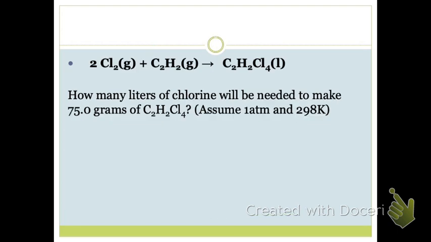It says how many liters of chlorine will be needed to make 75 grams of C2H2Cl4. Assume 1 atmosphere of pressure and 298 Kelvin. So is 298 Kelvin STP? No, it's not. So we can't just use our basic conversion. So I want you to brainstorm here. How can we make that work? How do you think we could get there?